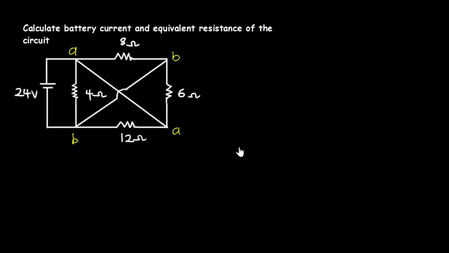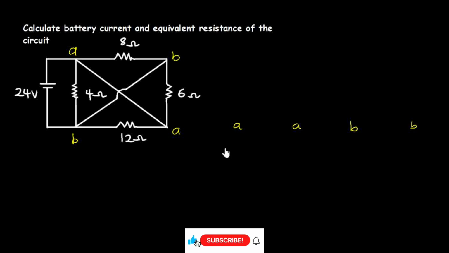So after naming the nodes, let's use that to redraw the circuit. I have A here, A here, then B here, and B here. So these are the nodes. Now let's draw the connection. Between node A and node A, you see that I have no element connected in between.